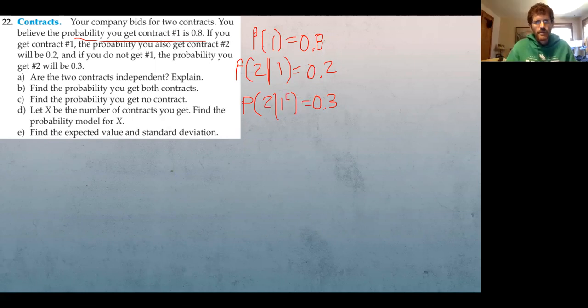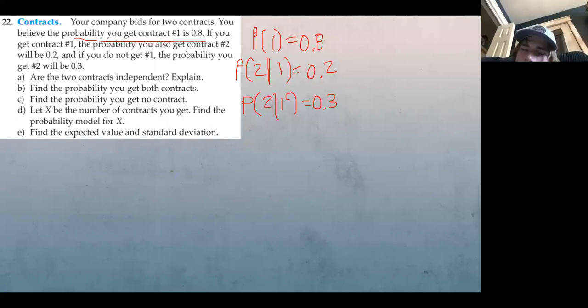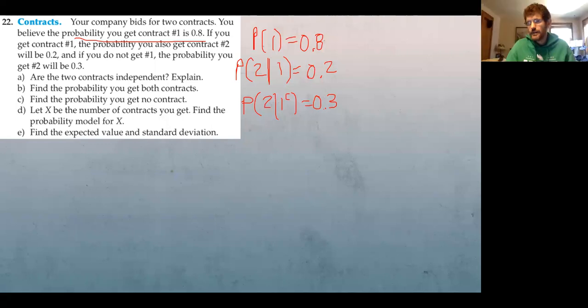There it is. So what this should automatically make you think of is the fact, oh, it's conditional probabilities, which means I'm going to need to create a tree diagram. And we will, and we'll do that in just a second. But the first question, are the 2 contracts independent? And what do we think? No. Okay, does anyone have, it's kind of a tricky question, does anyone have an explanation as to why they're not independent?